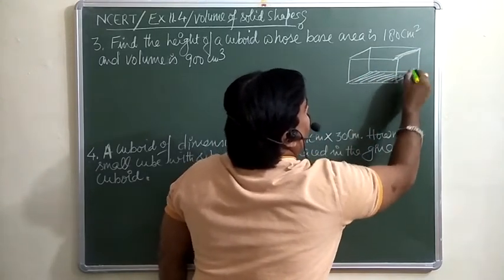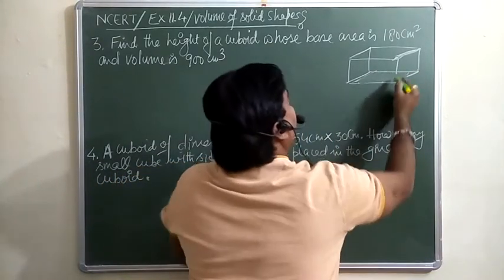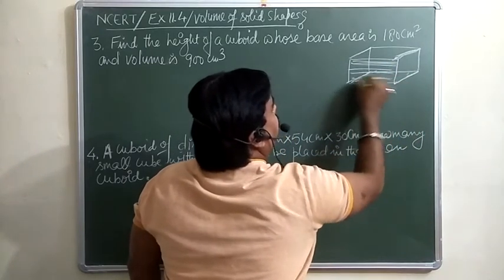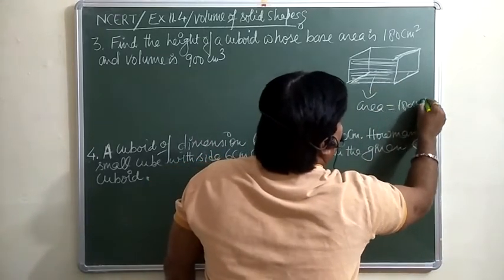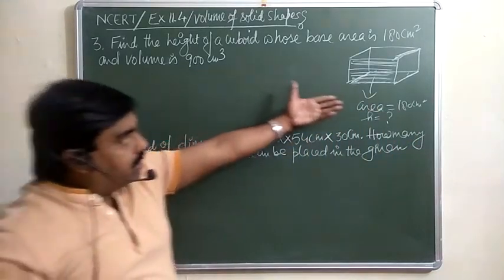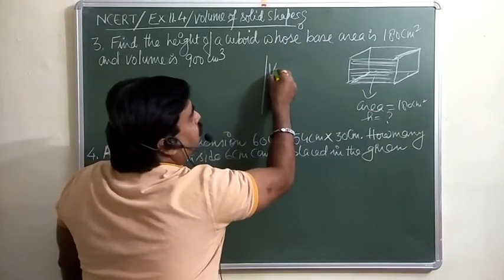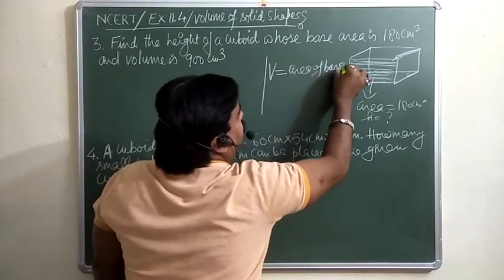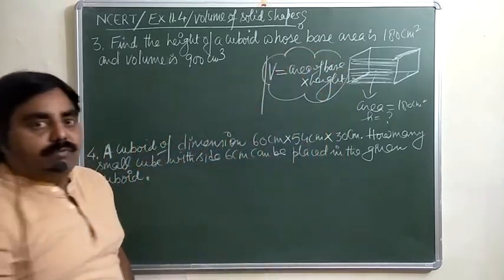This is the base area, this area is given, that is 180 centimeter square. We are interested in the height, and the volume is also given, 900 centimeter cube. So here you are supposed to apply the general formula, which we already discussed: volume is equal to area of base multiplied by the height. This is the general formula to calculate the volume of any figure.